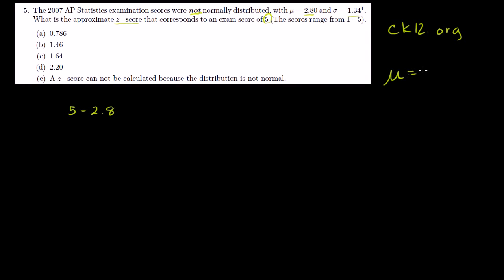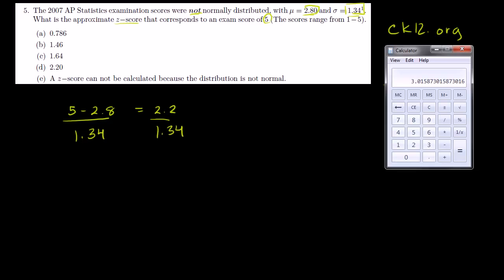Let me be very clear. The mean is 2.8. They give us that. Didn't even have to calculate it. So 5 minus 2.8 is equal to 2.2. So we're 2.2 above the mean. And if we want that in terms of standard deviations, we just divide by our standard deviation, 1.34. I'll take out the calculator for this.